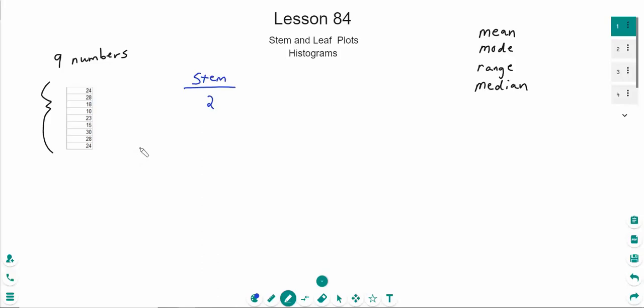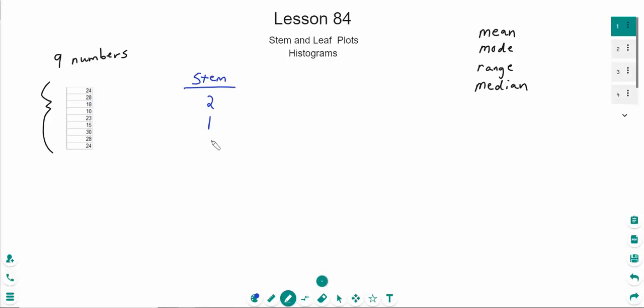Okay? And then if we go down to the next number, we have a 28. And again, ignore the last digit, but pay attention to everything else. And we have the number 2 again, so instead of rewriting the number 2 for another stem, I'm just going to leave it the way it is. The next number, we have 18. If we ignore the 8, the first number is a 1. So now we have a 1 for a stem. And then we have another 1 for the 10. And then we have a 2 for the 23, a 1 for the 5.